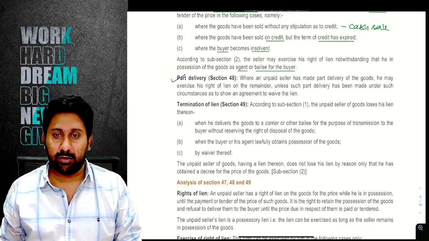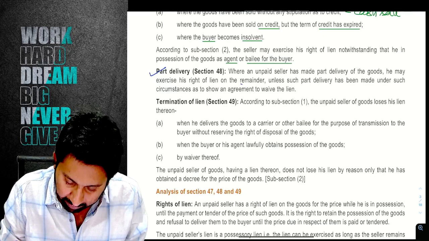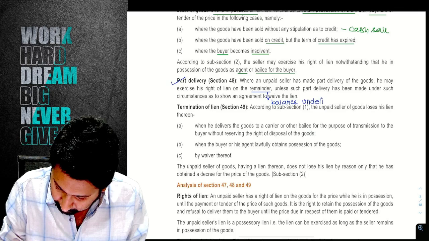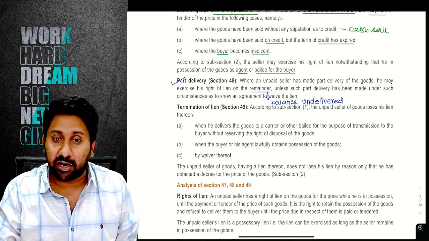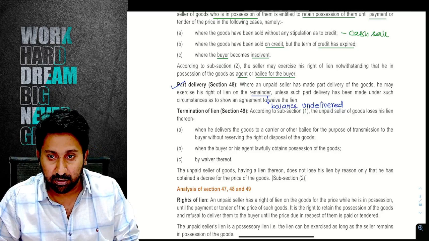Section number 48. Where an unpaid seller has made part delivery of the goods, he may exercise his right of lien on the remainder. Remainder means undelivered. He can do the lien on the undelivered part, unless such part delivery has been made under such circumstances as to show an agreement to waive the lien. Okay, what does it mean?